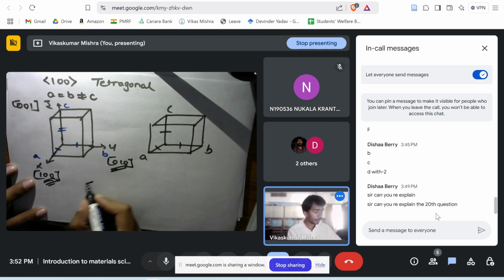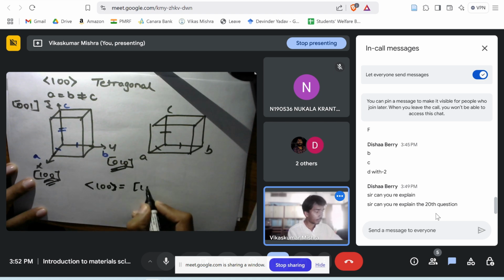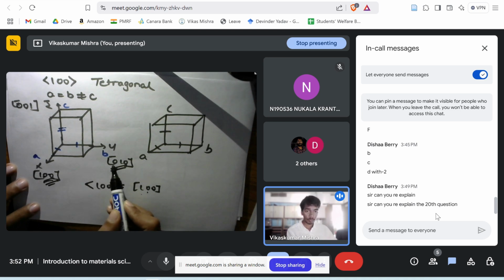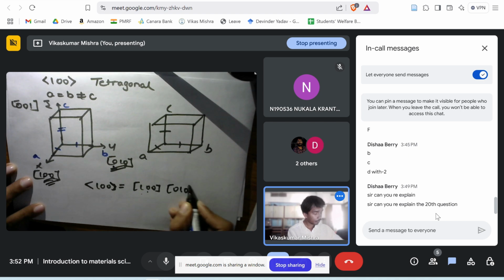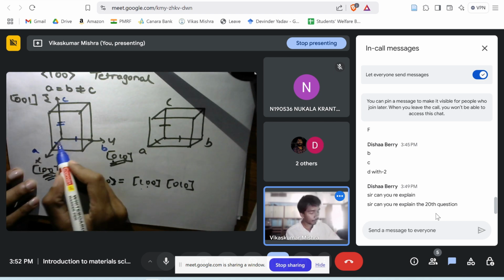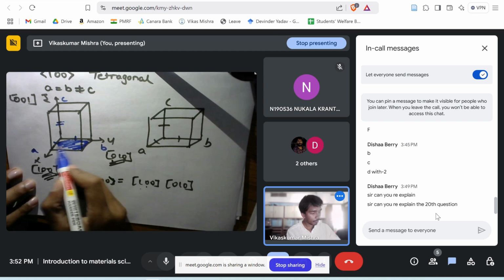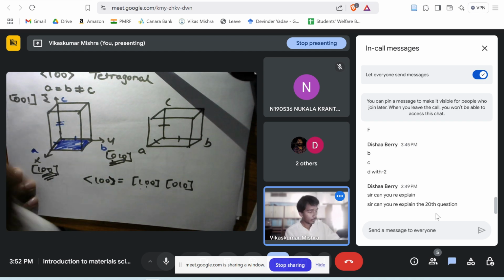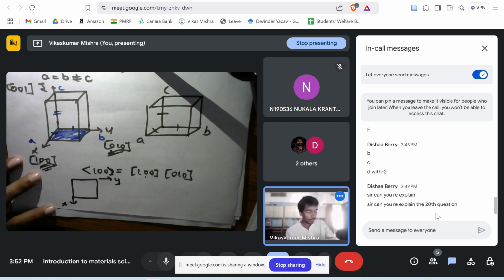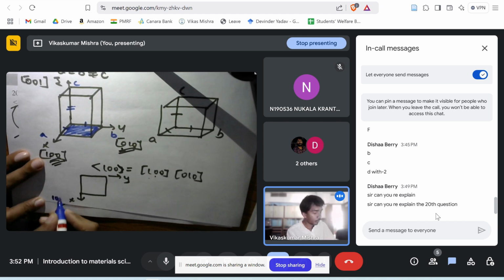So if I write the family of 100, the first thing that will come in will be the 100 itself. Now you have to find which among these directions is equivalent to it. This is equivalent with this 010. So now let's make this particular base. How will it look? It will look like a square. Let's say this is my x-axis and this is my y-axis. This direction is 100 and this direction is 010.